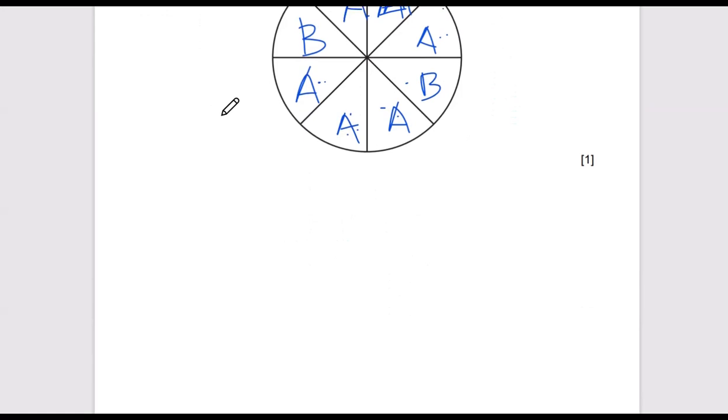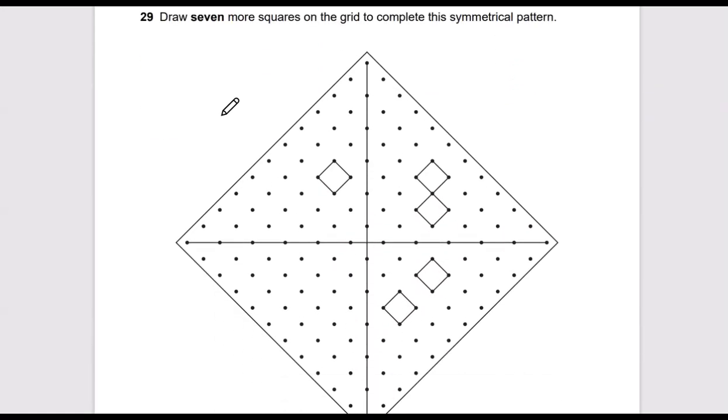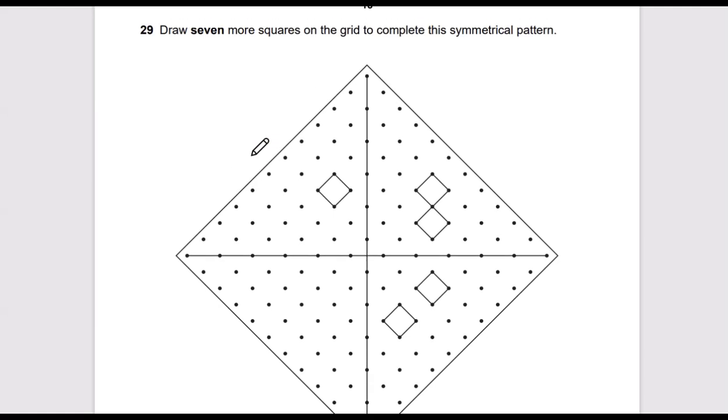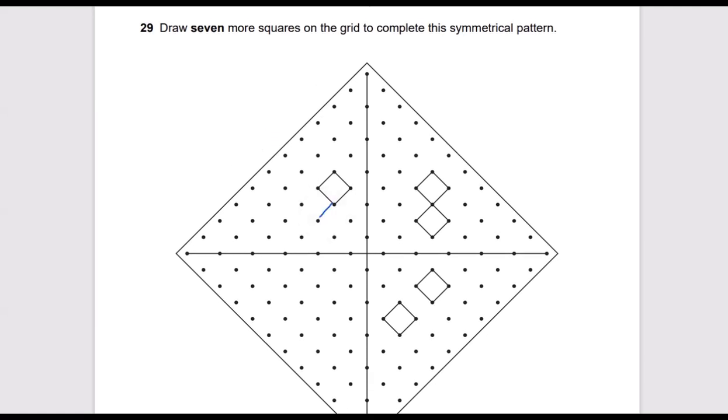Next, we move on to question 29. Draw 7 more squares on the grid to complete this symmetrical pattern. So the 7 more squares will be here, 1. This will be 1, and this will be here. We put it here. This one will be here, somewhere here.